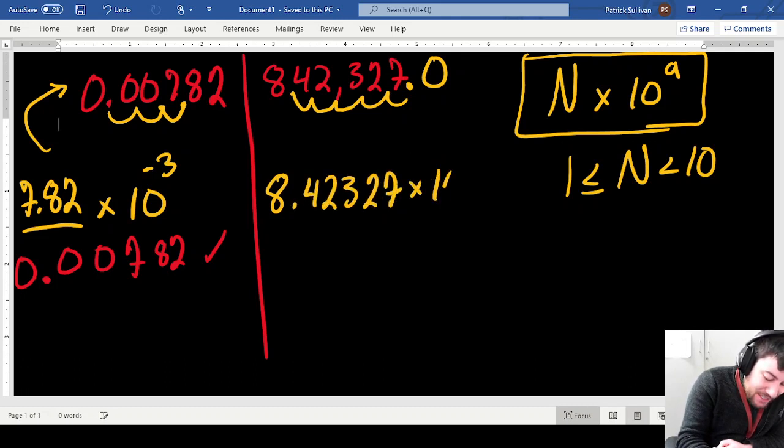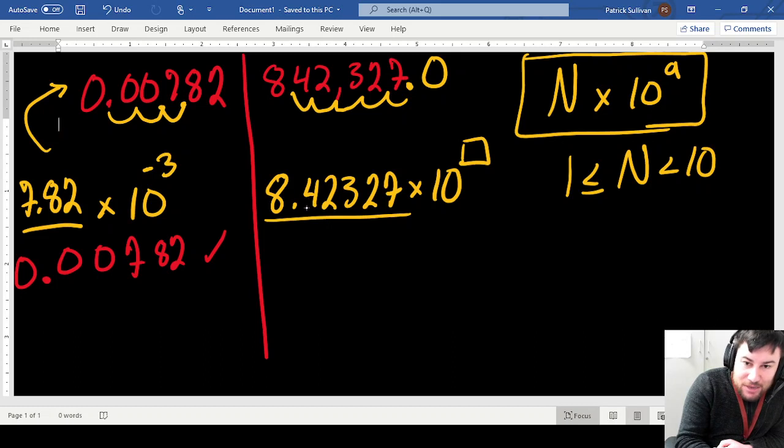So I have 8.42327 times 10 raised to the, again, I need to get this value, 8.42327, back to this original value, 842,327. So I need to be increasing this lead number. So logically, it needs to be a positive exponent. So again, 1, 2, 3, 4, 5, times 10 to the fifth.